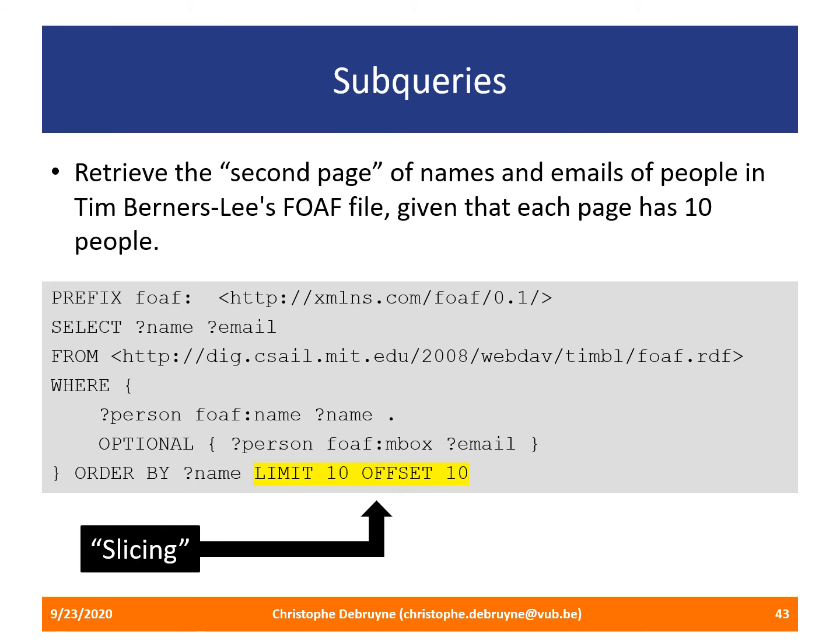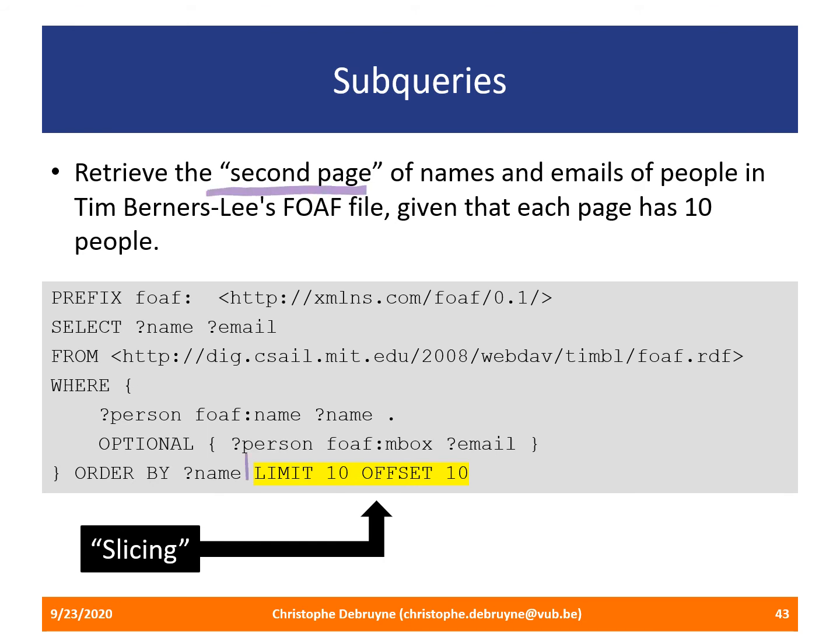So the goal is to retrieve the second page of names and emails of people in Tim Berners-Lee's profile, given that each page has 10 people. Once we try that, we might assume that the query looks as follows. We're looking for people that have a name, and we know that not all people have an email address, or you do not have the email address of everybody, so it's optional. And then we will order the people by their name, but we want only 10 people, and we offset it by 10 because we are interested in the second page.